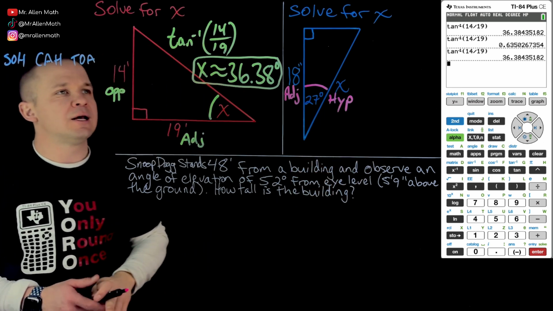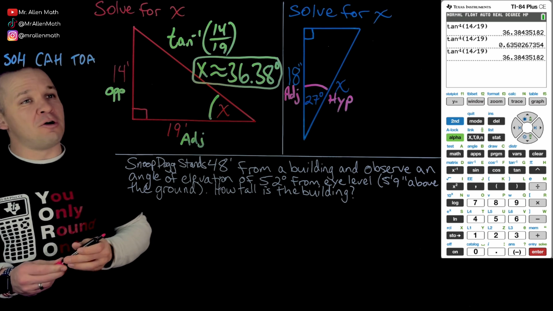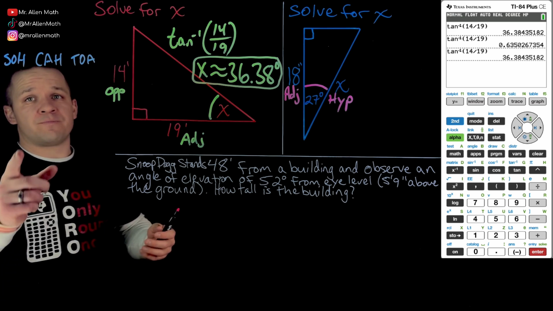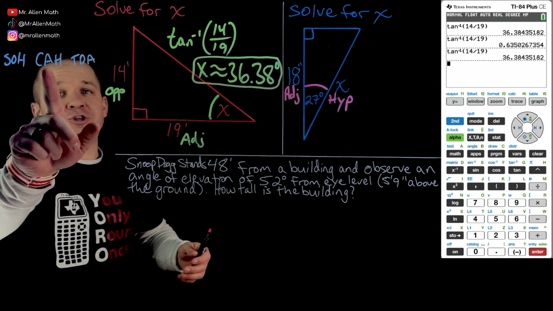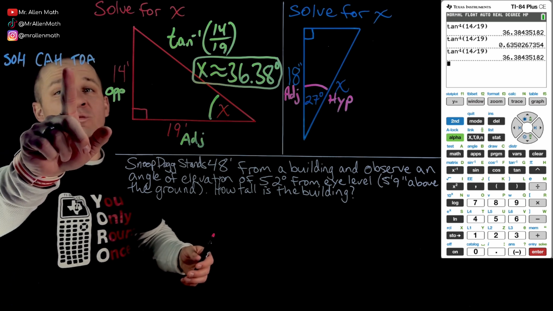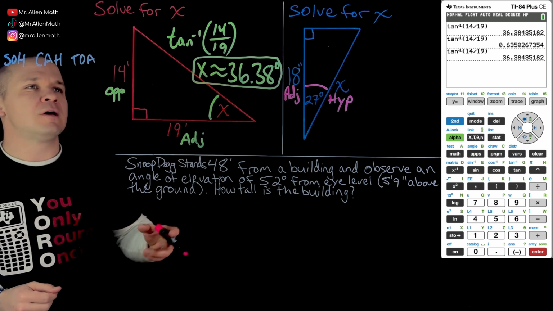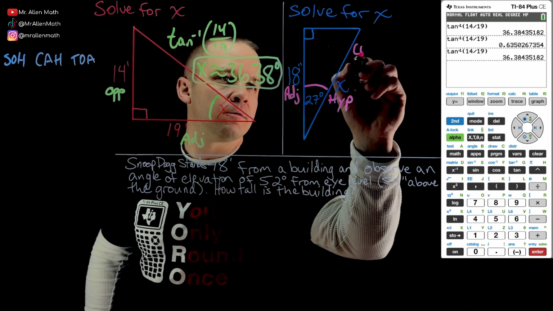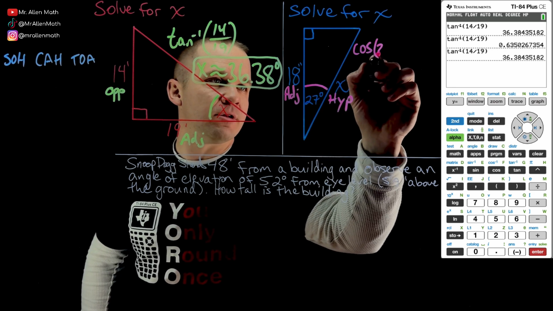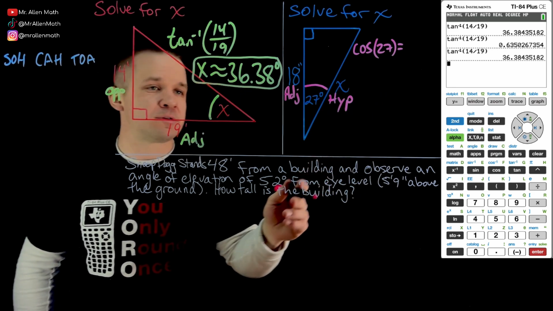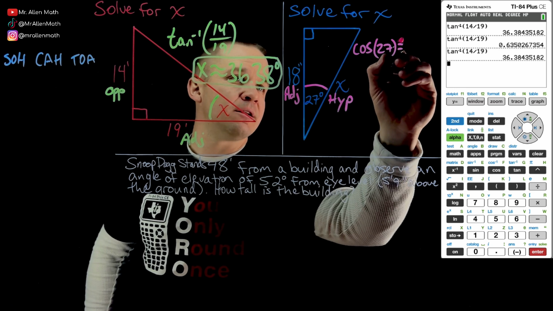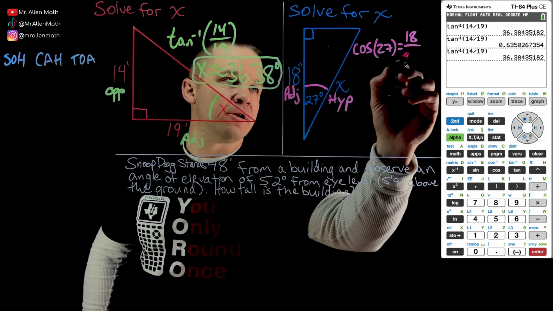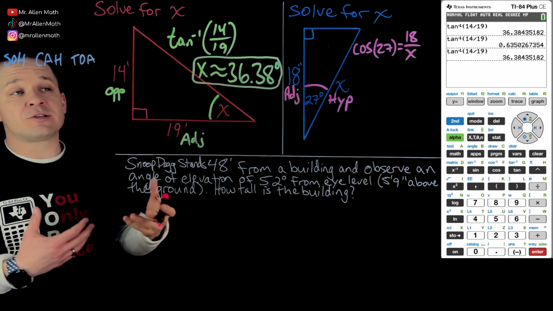I'm hyped on that. All right. So what trig function am I going to use? SOHCAHTOA, adjacent over hypotenuse. What I have and what I want, cosine's the move. So I'm going to do cosine of that 27 equals my adjacent, which is 18, over my hypotenuse, which is x. And now I need to solve this equation.